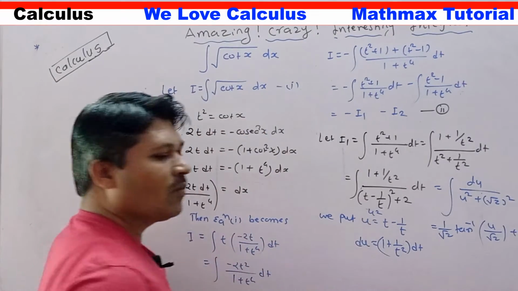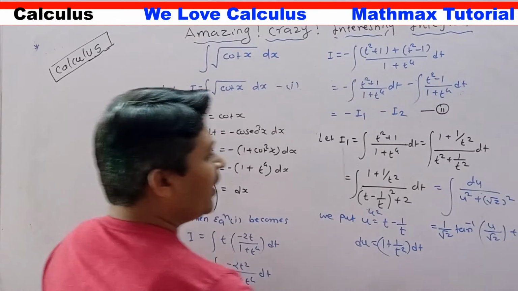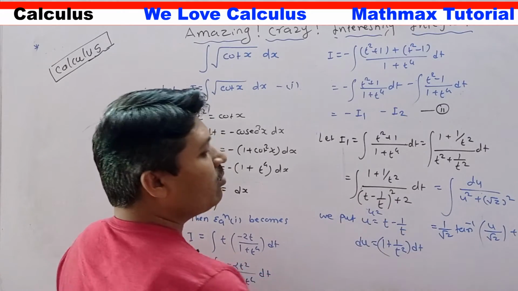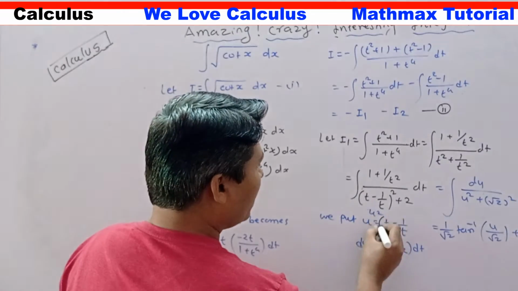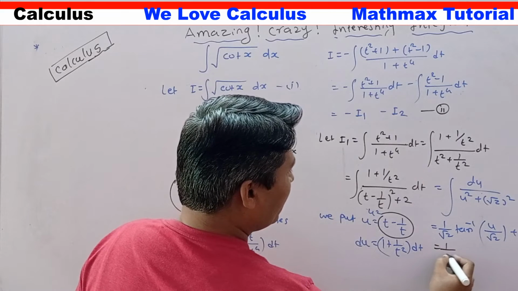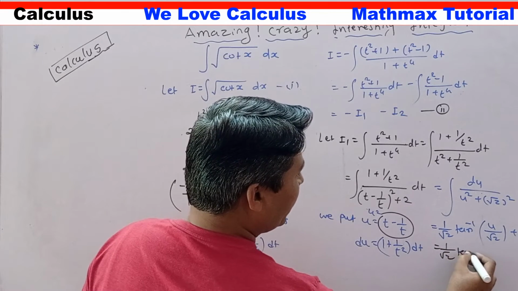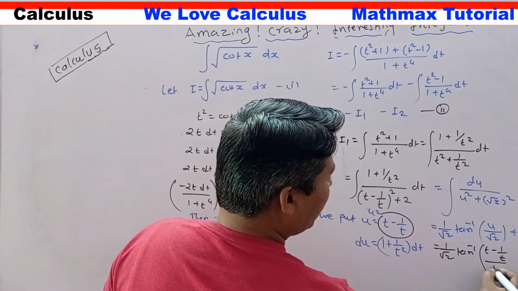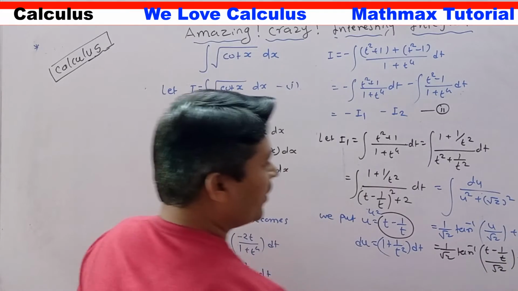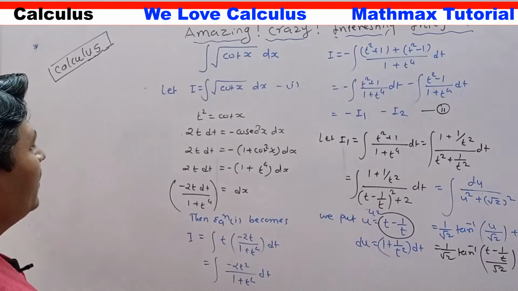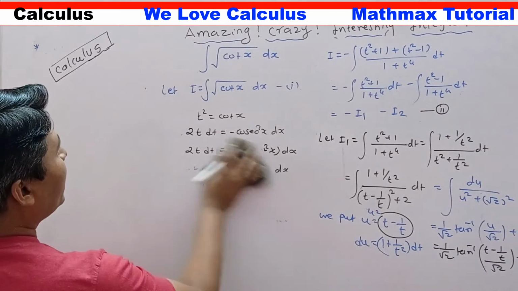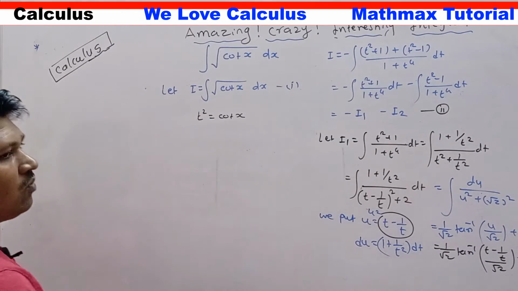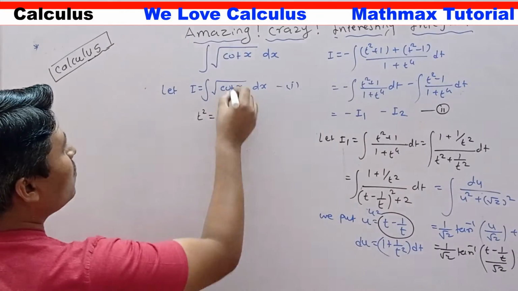Suppose c1 is the constant term. Then back-substituting u equal to t minus 1 by t, we get 1 upon root 2 tan inverse of t minus 1 upon t divided by root 2, plus c1. Then we back-substitute t equal to root cot x.